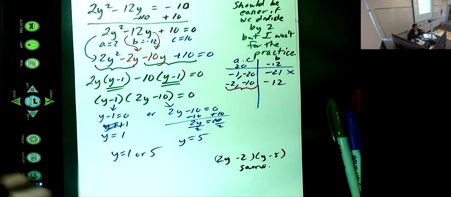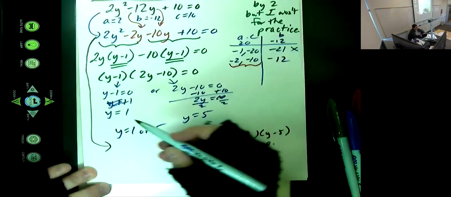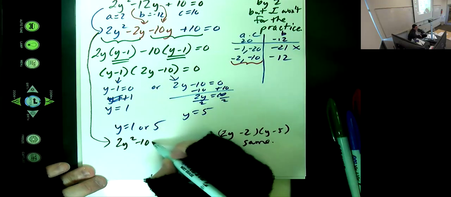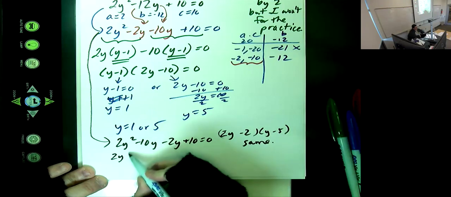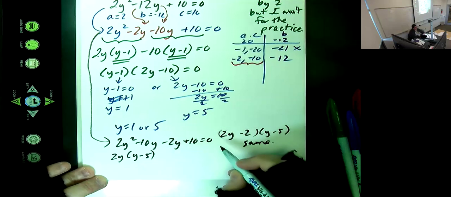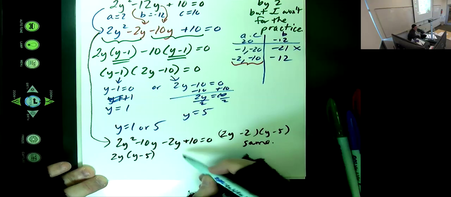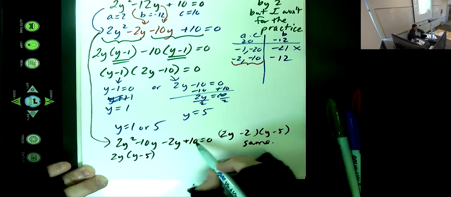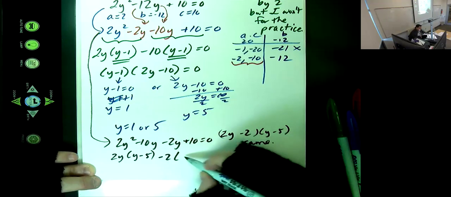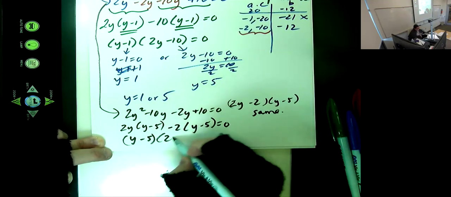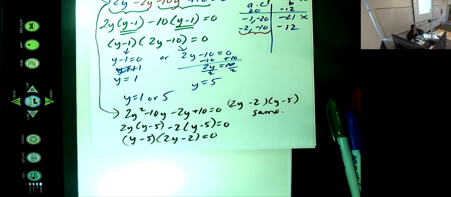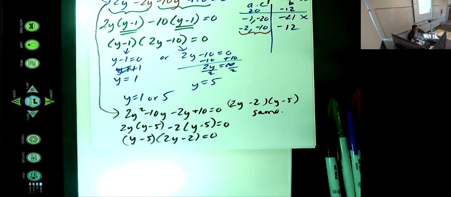No, because notice, what if I had changed the order here? That's an excellent question. What if I had said -10y minus 2y plus 10? Now when I group it, I got 2y times y minus 5, and here I got a -2, and that gives me a y minus 5. And so I got y minus 5 times 2y minus 2, and lo and behold, I got what Davis got. That's deep, right?